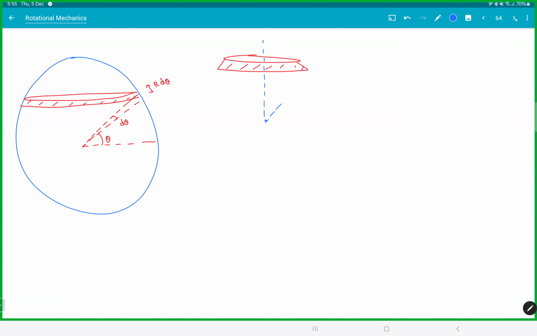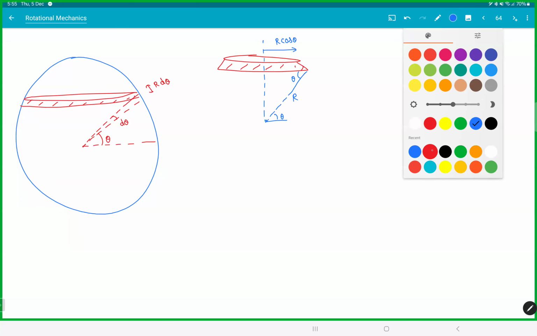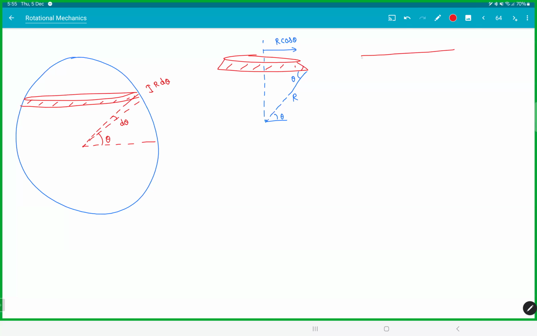This is the center. This is the radius. This is theta. So this will be r cos theta. That's your radius. Now, if I cut this ring, I will get a rectangle.